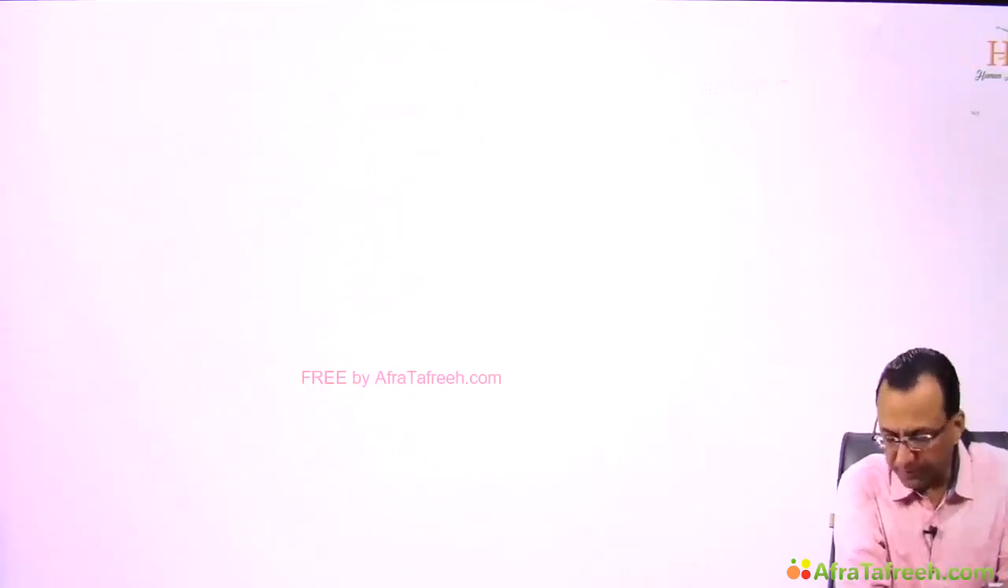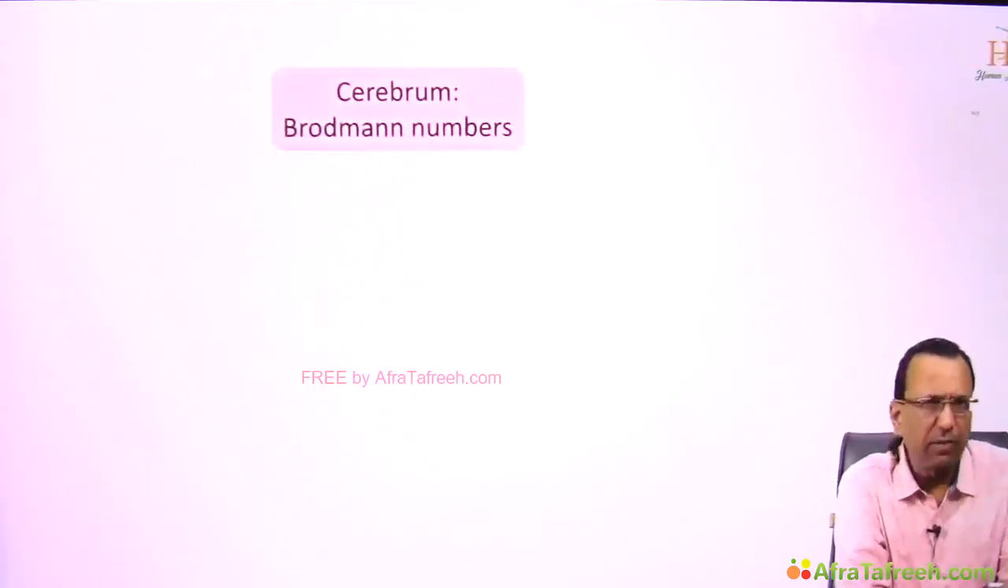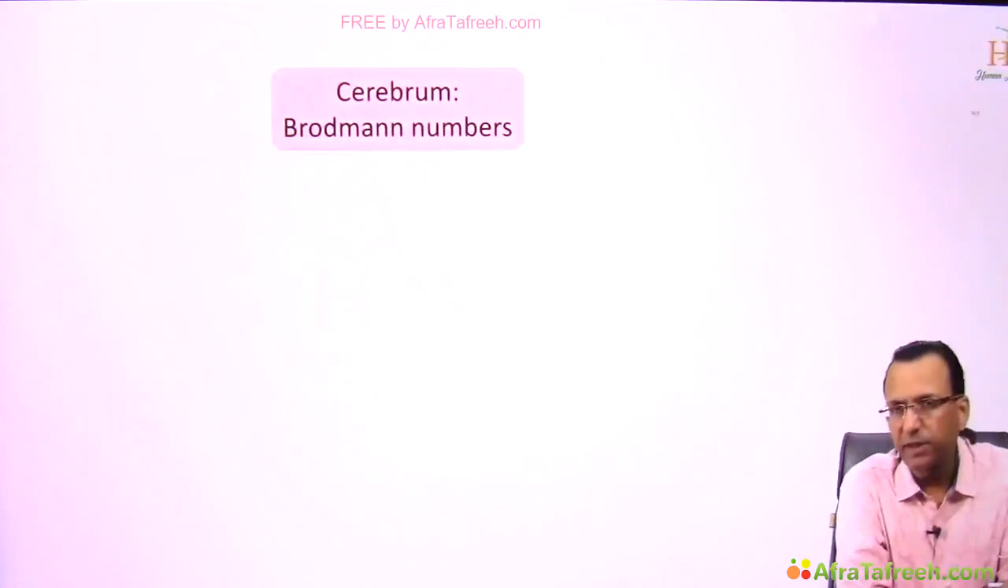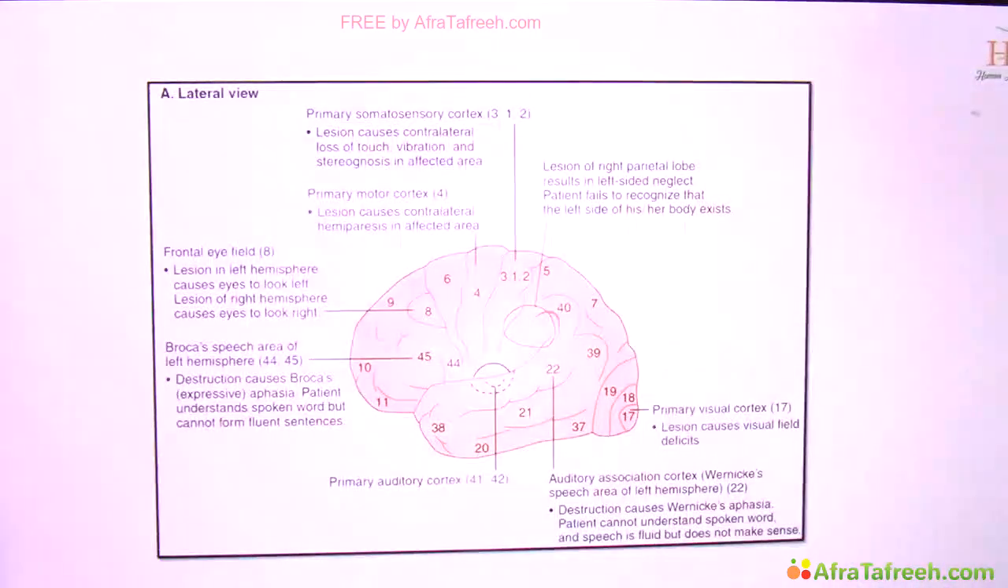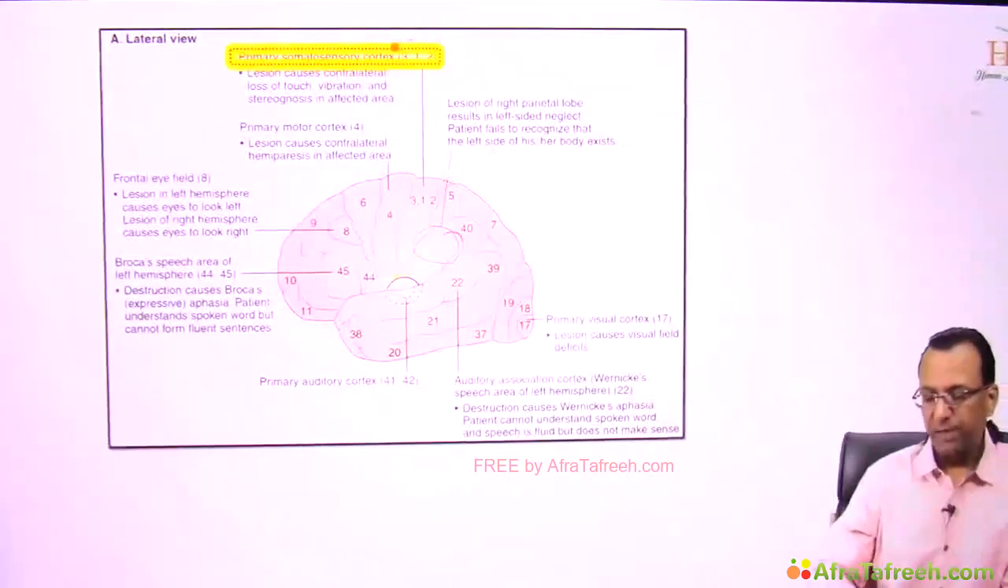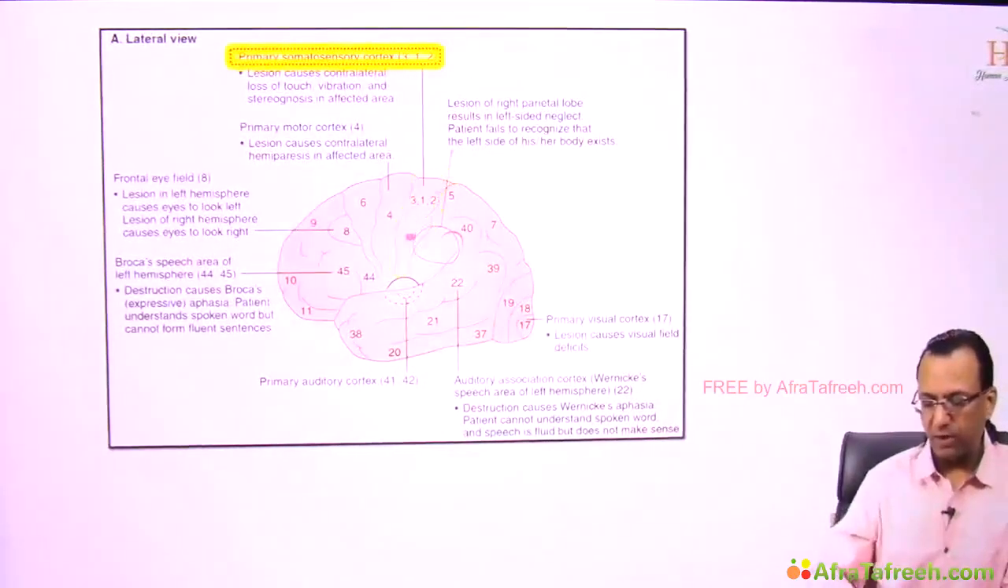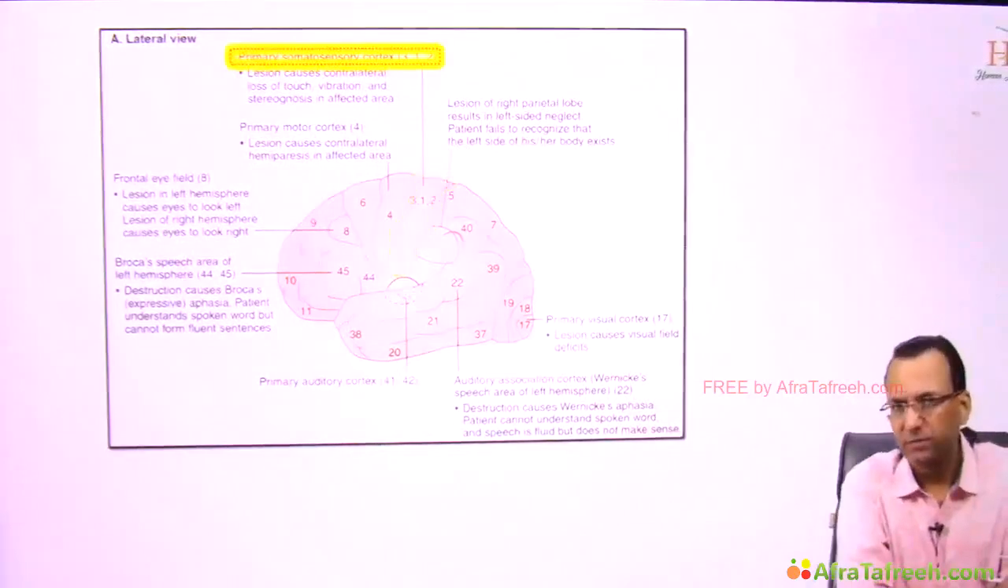Let's move further, and we want to talk about Brodmann numbers. There are some Brodmann numbers which we have to remember because the examiner is asking frequently. So let's do that. You are looking at this diagram, which will repeat some information and add some more. You see, this is the precentral gyrus, which is area number 1, 2, 3. We'll draw a diagram and show it ourselves as well.